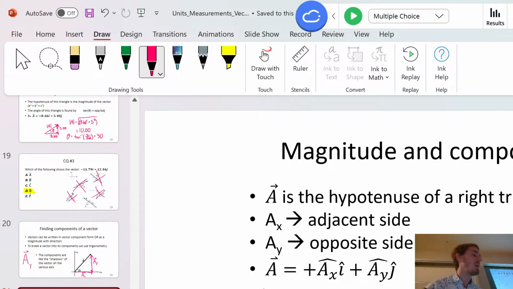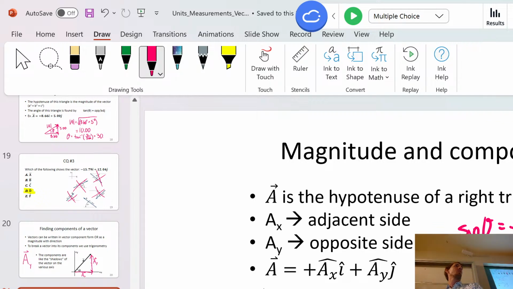So if we have the hypotenuse, this is the opposite side. The y component is the opposite side, so we're going to use cosine. Nope. We're going to use sine. So sine of theta equals ay over a. Rearranging that, we get ay equals a sine of theta. If we want the x component, cosine equals adjacent over hypotenuse, ax over a. Rearrange that, you get ax equals a cosine of theta.